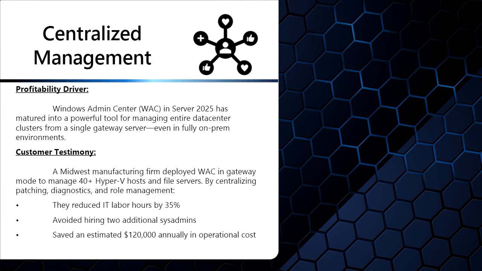Now think about that. Not only did they reduce their hours, but they also avoided having to hire 2 other people and spend more money on salaries. And this way they can, again, be more profitable. So on average, they saved about $120,000 in annual operational cost.